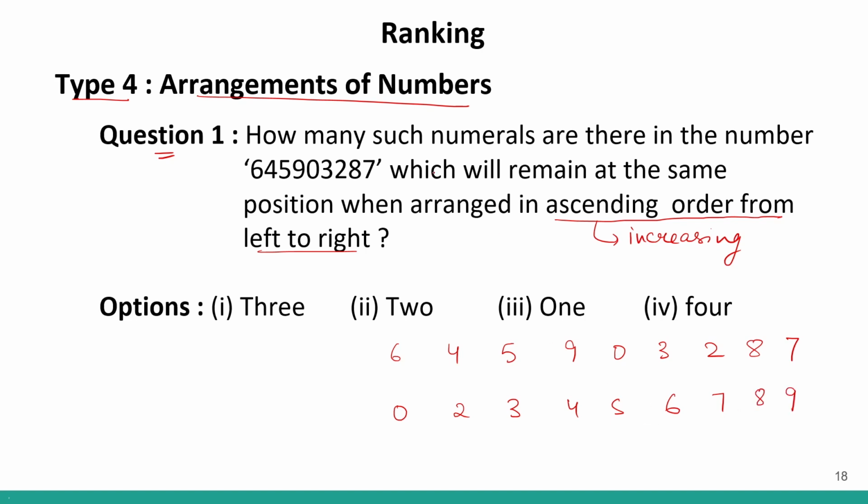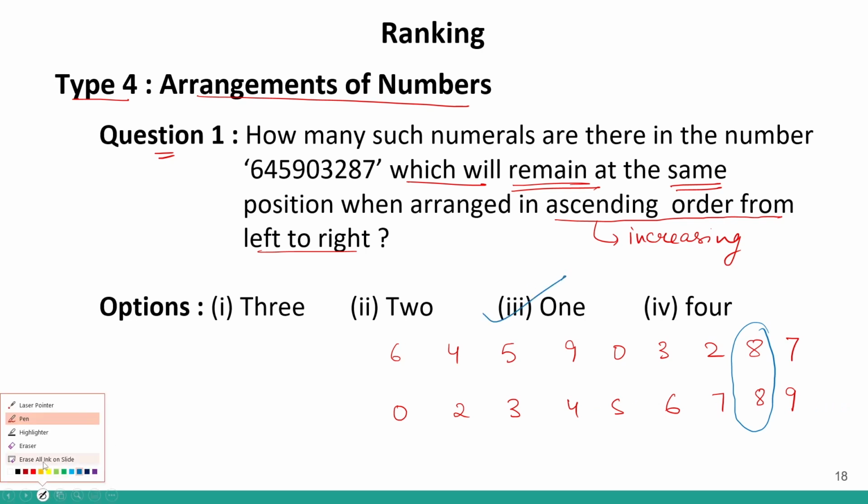We have to find out how many numbers will be there which will remain at the same position. So if I look at these numbers, we have to identify how many remain at the same position. I can see only 8 being at the same position. The rest of the positions have changed. So my answer will be option number 3, 1. Clear? My answer will be option number 3, 1.